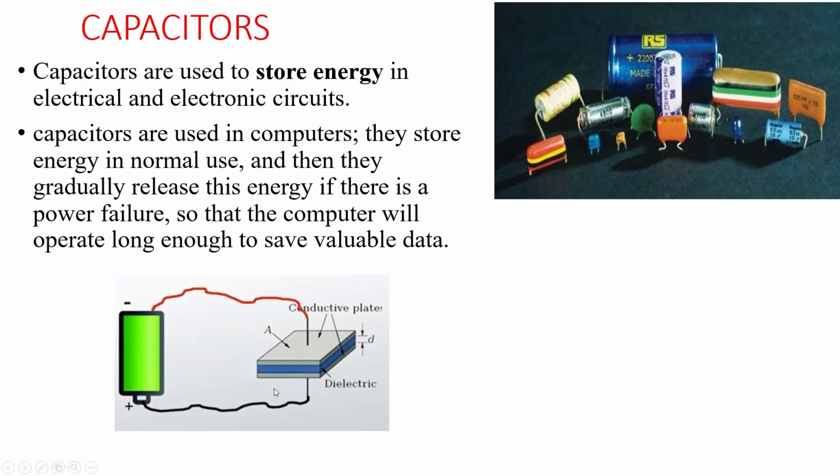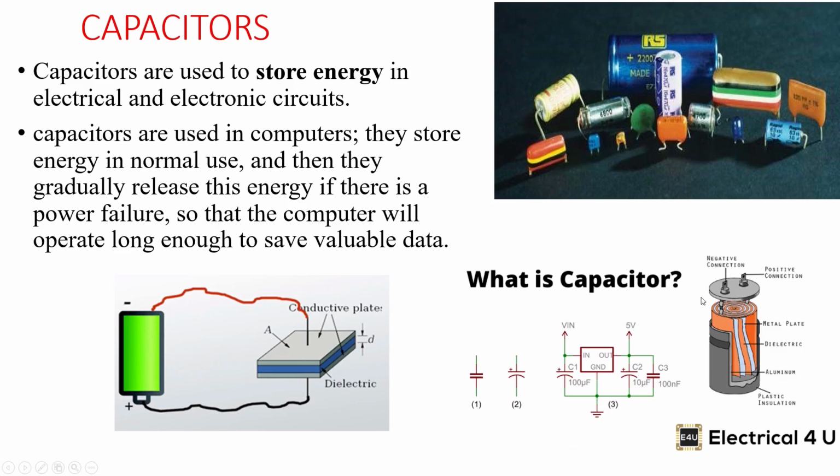So here you can see this is the basic circuit diagram for the capacitor. The main components are the two conductive or metal plates, and between these plates there is insulating material, an insulating medium, which is called the dielectric. You can see the overall internal structure of the capacitor: metal plates, and between these metal plates there is insulating material, and the purpose of this insulating material is to store charge.